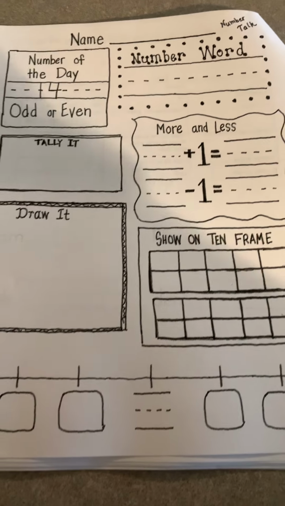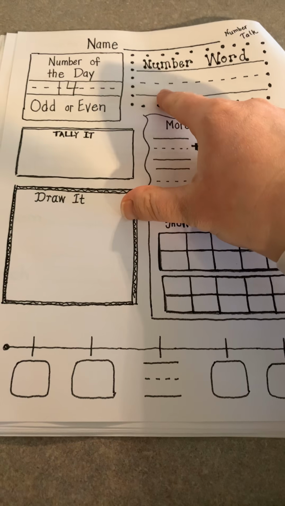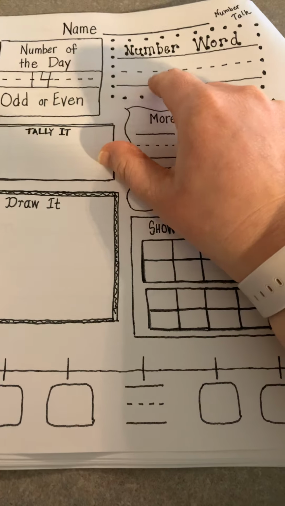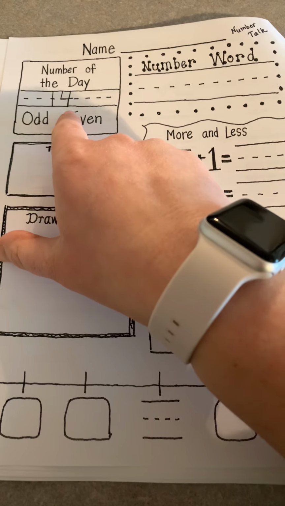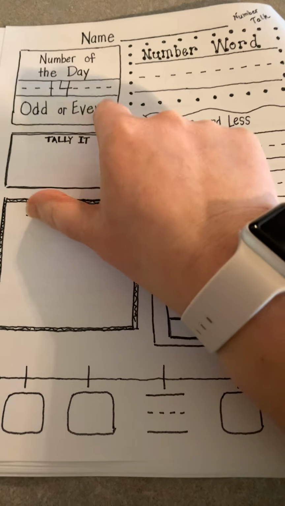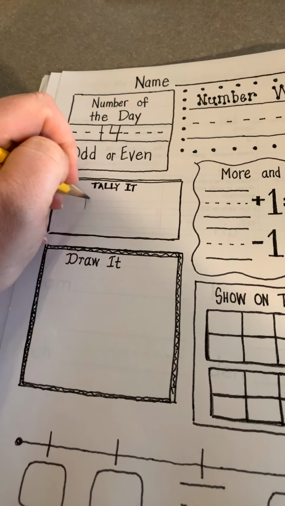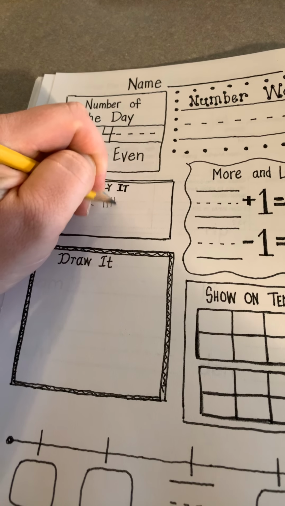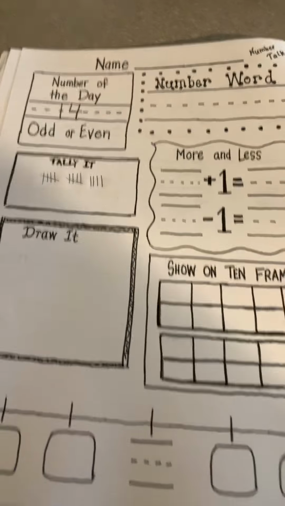Our number of the day is 14, so we'll be writing the number word here with our letters, F-O-U-R-T-E-E-N. Is 14 odd or is it even? It is even. Tally mark it. 1, 2, 3, 4, 5, 6, 7, 8, 9, 10, 11, 12, 13, 14.